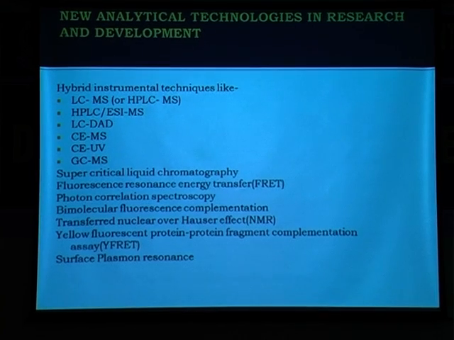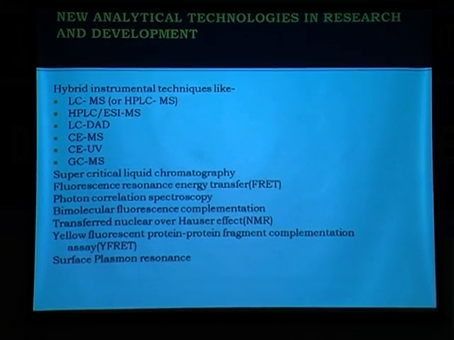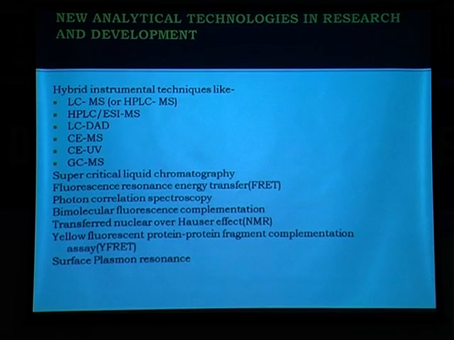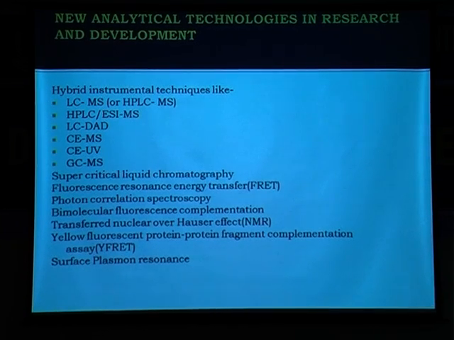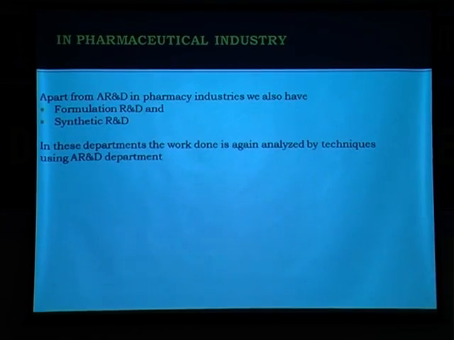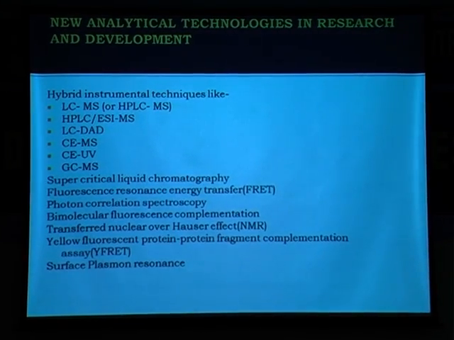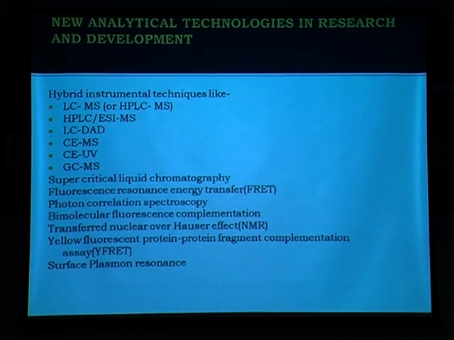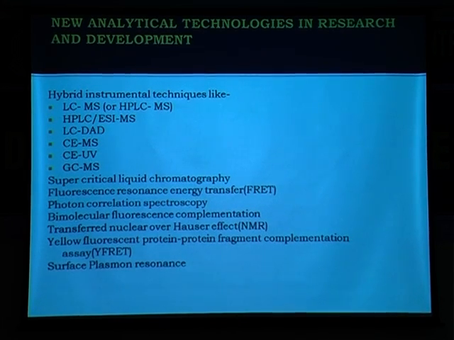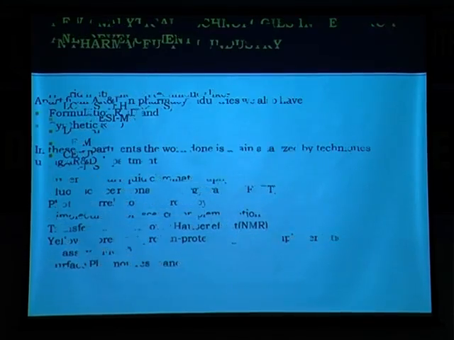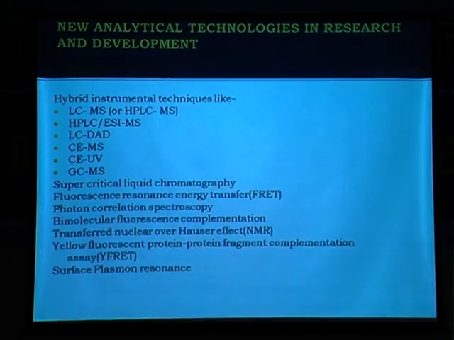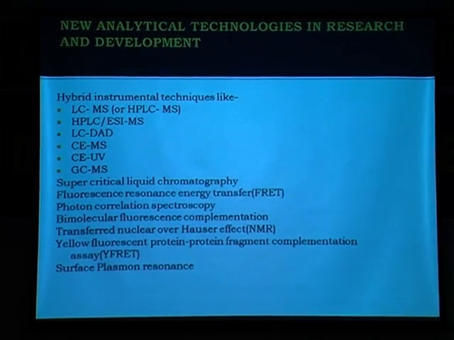These are the new analytical technologies in research and development. LCMS, that is liquid chromatography and mass spectroscopy, liquid chromatography and diode array detection, capillary electrophoresis and mass spectroscopy. Then GCMS, then supercritical fluid liquid chromatography, fluorescence resonance energy transfer, photon correlation spectroscopy, bimolecular fluorescence complementation, transfer nuclear Overhauser effect, then yellow fluorescent protein fragment complementation, and surface plasmon resonance. These are the new technologies.